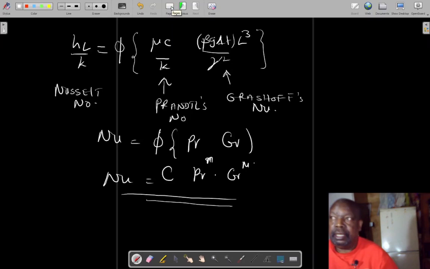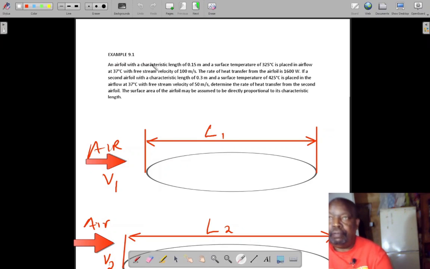Now let us do some examples. An airfoil with a characteristic length of 0.15 meters and a surface temperature of 325 degrees is placed in an airflow at 37 degrees with a free stream velocity of 100 meters per second. And it is observed that the rate of heat transfer from the airfoil is 1600 watts.